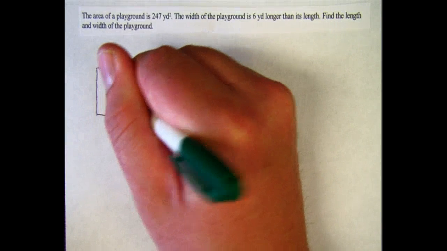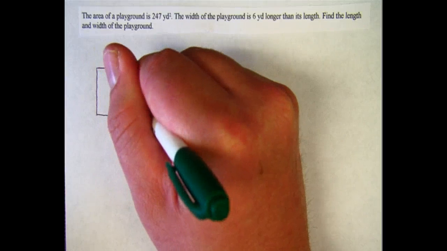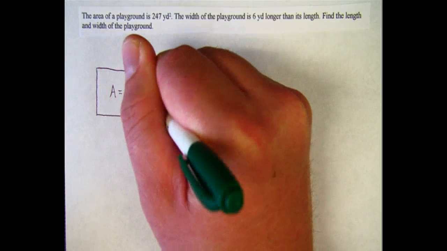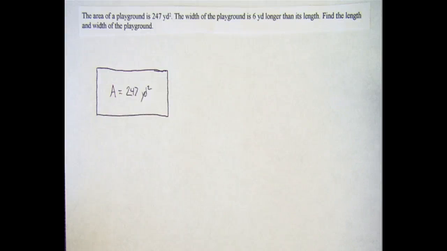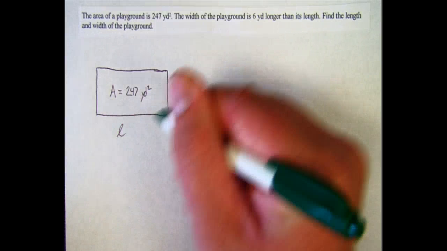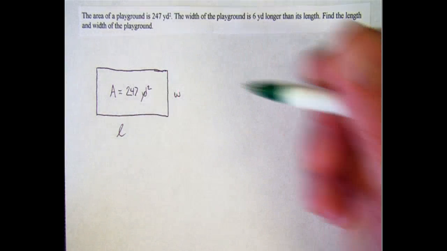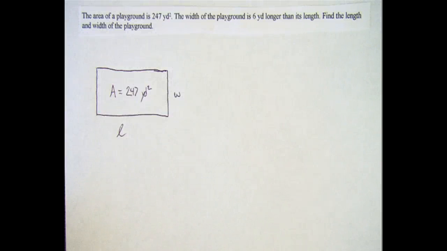So let's list what we know about this playground. We know its area is 247 square yards. And let's find out what we know about its length and width. Remember, it doesn't matter which one you call length and which one you call width. I'm going to call this length and I'm going to call this width. You could reverse that. It really doesn't matter.